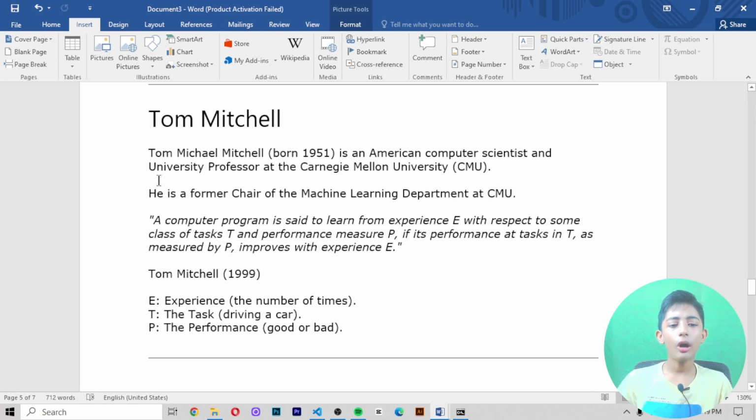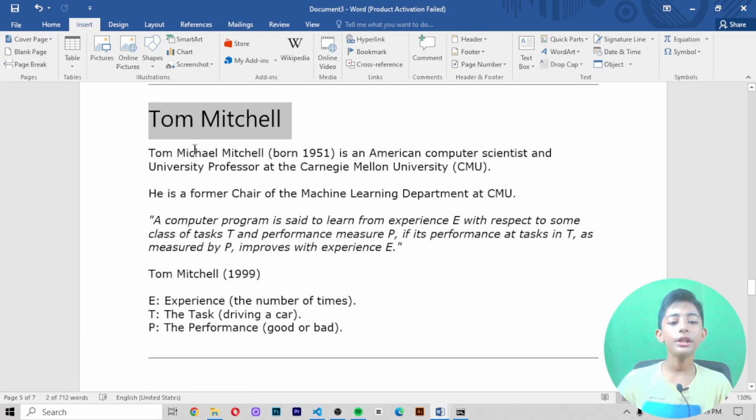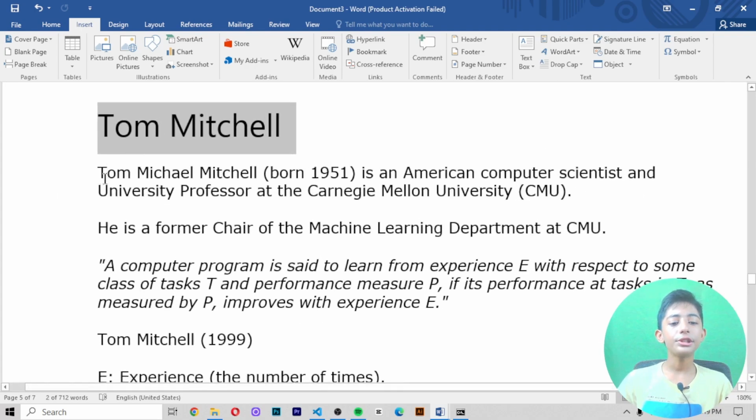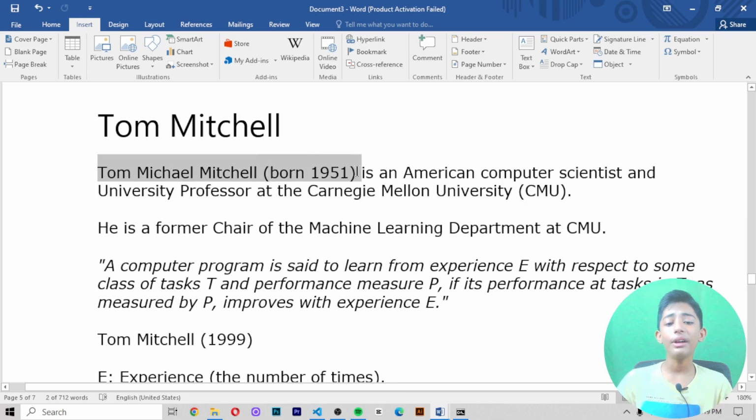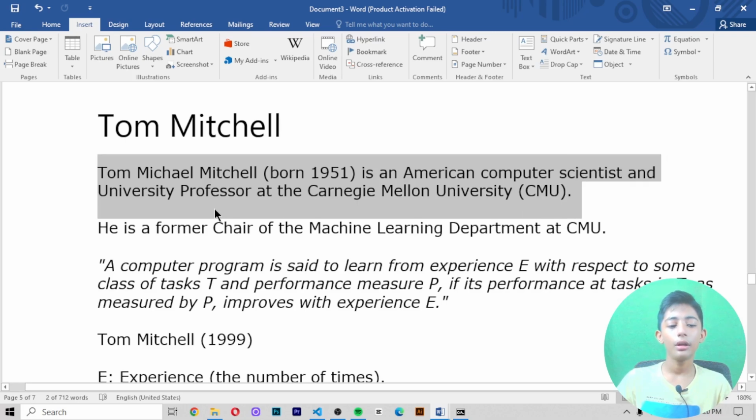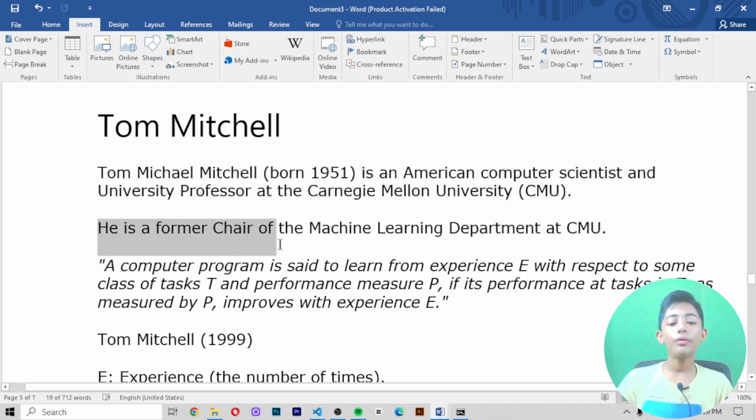Let's come down. Tom Mitchell. If you don't know who Tom Mitchell is, let me tell you. Tom Michael Mitchell, born in 1951, is an American computer scientist and university professor at Carnegie Mellon University (CMU). He is a former chair of the machine learning department at CMU.